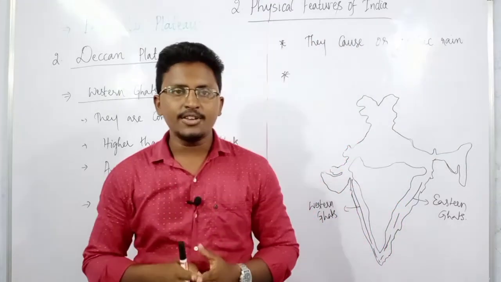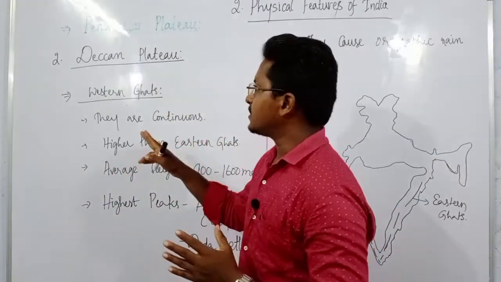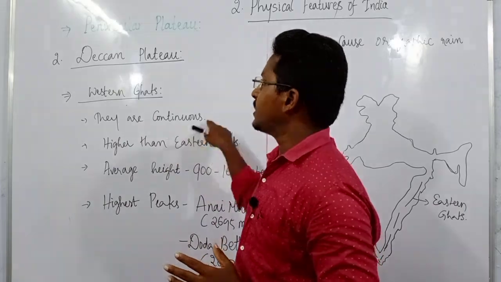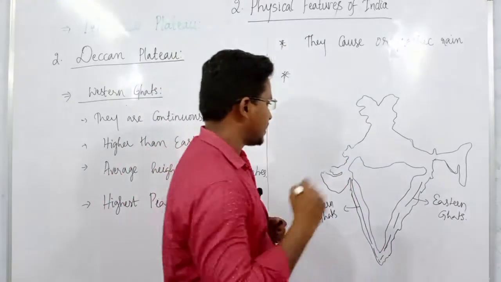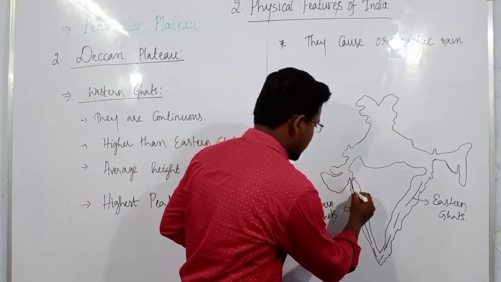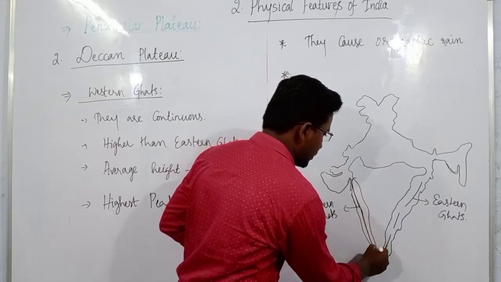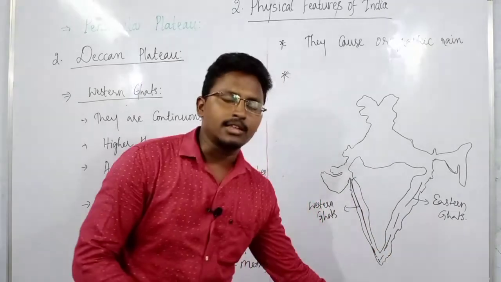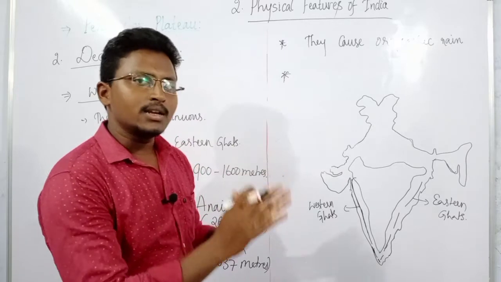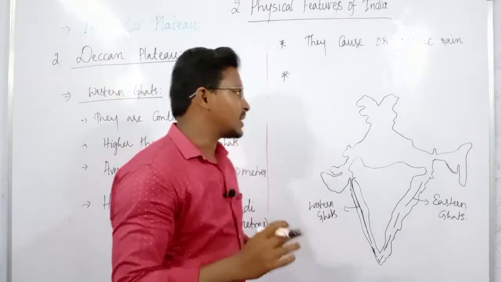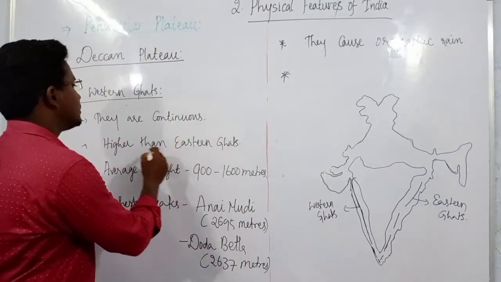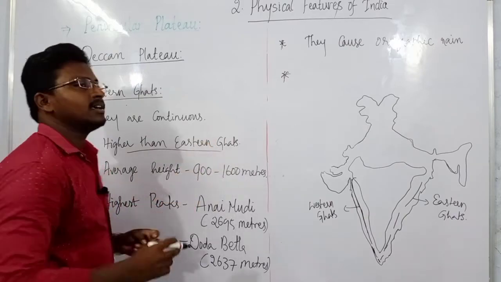So what are the features of this Western Ghats? The first and very important thing is that they are continuous. If you look at the map here, these are the Western Ghats, which are continuous. That means without any break till the southern part of this country, they are continuous. And the next one is that these Western Ghats are higher than the Eastern Ghats.